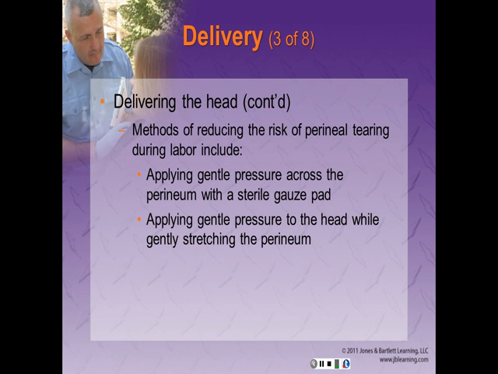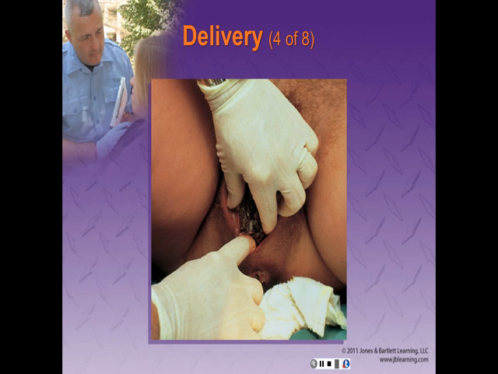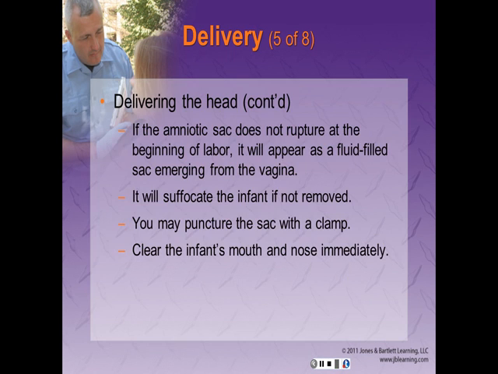If you see an unruptured amniotic sac, these are the things you need to remember. Usually, it has already broken or ruptured at the beginning of labor or during contractions. If it is not ruptured by this point, it will appear as a fluid-filled sac emerging from the vagina. The sac will suffocate the infant if it is not removed, and you may puncture it with a clamp. Make sure that the puncture site is away from the infant's face and only perform this procedure as the head is crowning. Clear the infant's mouth and nose immediately using the bulb syringe and gauze, and if amniotic fluid is greenish, notify the receiving hospital.